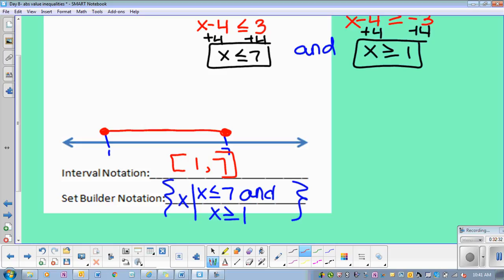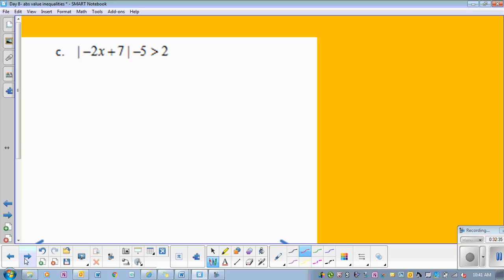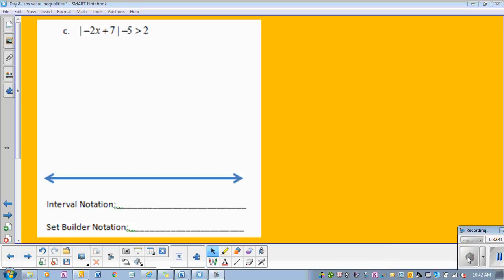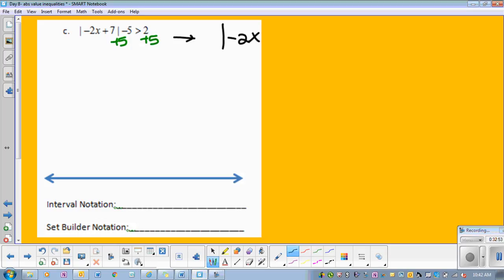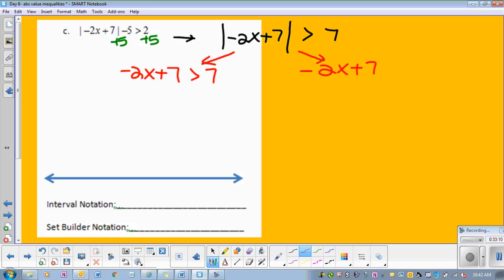All right. Let's look at the next one then. C. All right. Let's try this. I think most of you guys are ahead of me. All right, if I want to get this all by itself, I need to add the 5. Let me move a little bit faster to keep up with you guys. So now I have the absolute value of negative 2x plus 7 is greater than 7. Yes? Drop the bars, write it twice. So now I have negative 2x plus 7 is greater than 7, and negative 2x plus 7 is less than negative 7. Yeah?